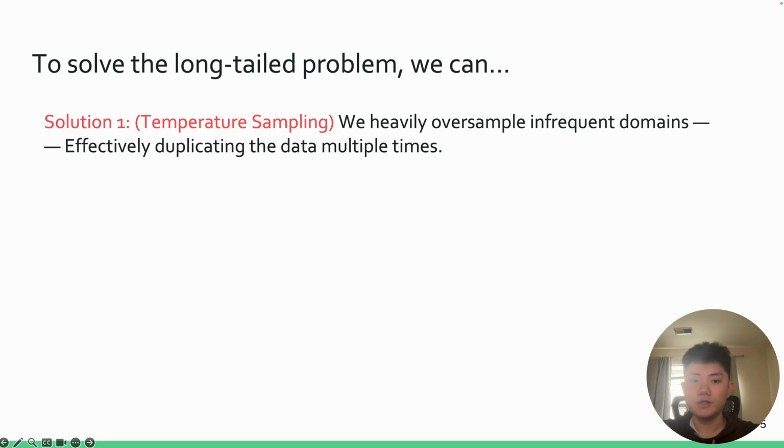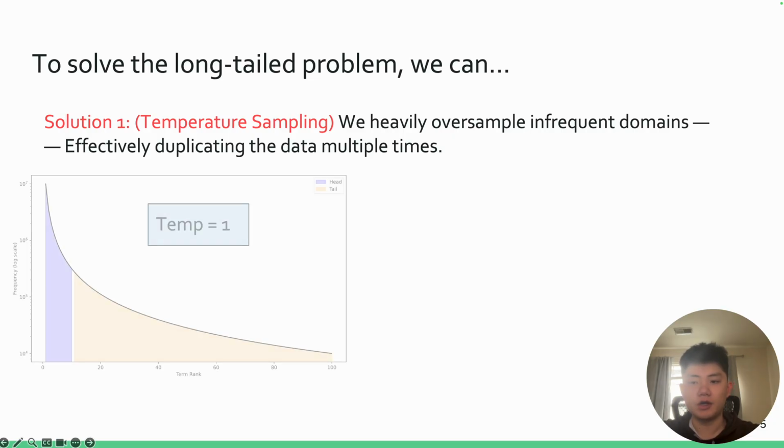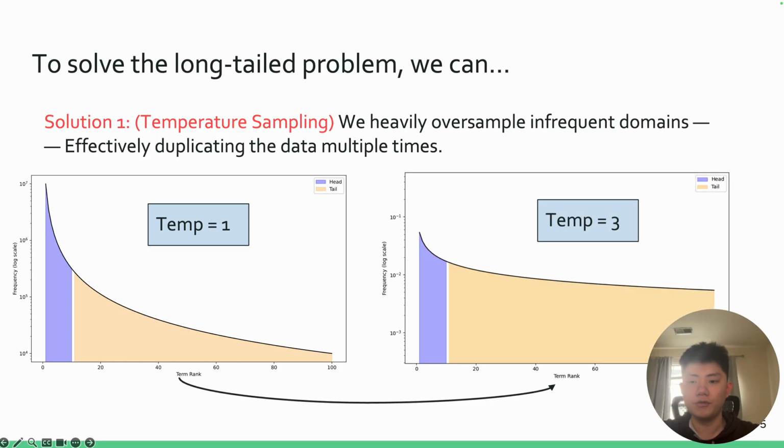In the first solution, which is called temperature sampling, it oversamples the infrequent domains. Here is an illustration of what temperature sampling accomplishes. It effectively smooths the distribution to a more uniform one. The higher the temperature, the more uniform the distribution is. Here we plot the transition of temperature sampling from temperature equals 1 to temperature equals 3, effectively making the distribution smoother.